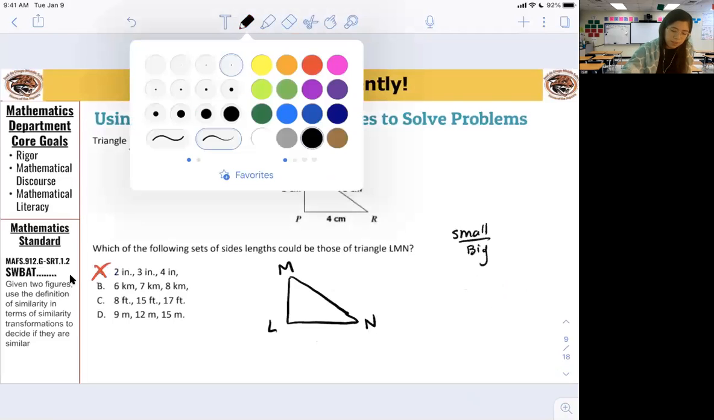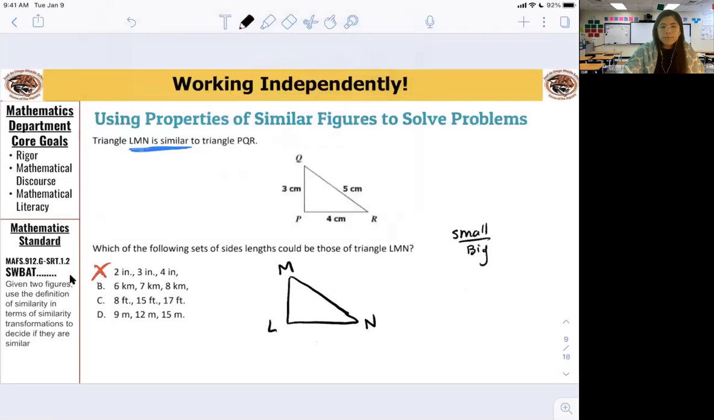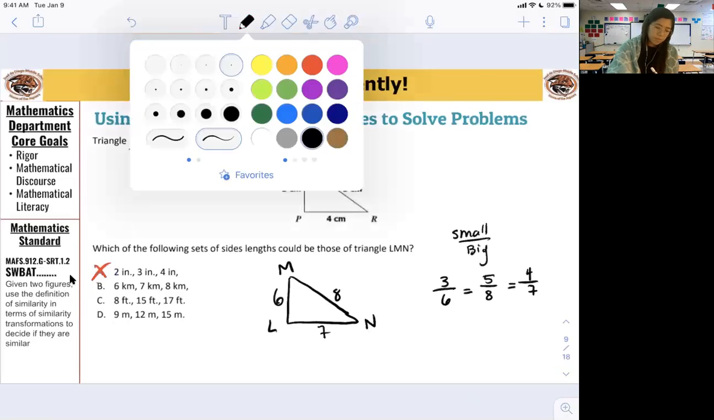Where's the 6 going? At the bottom, so it's 3 over 6. We're doing small over big. So 3 over 6 would have to be equal to 5 over 8 and then 4 over 7. You can use a calculator. You can check. Are these equal to one another? No, they're not.